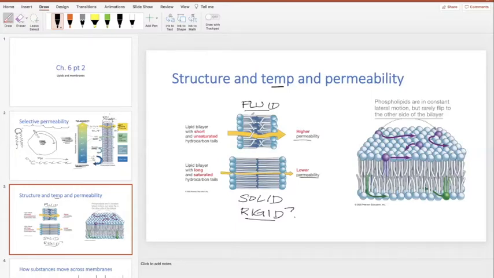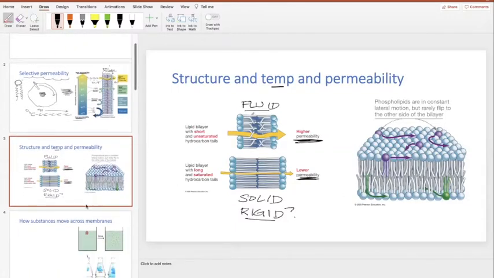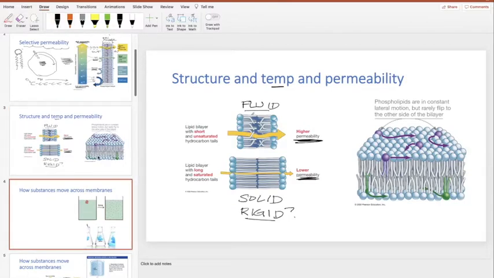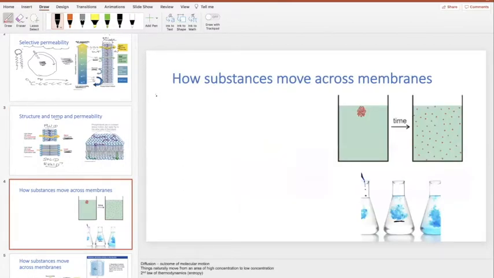So I'd already tell you here that if it's fluid, things get across easier. It's a more permeable membrane. If it's rigid, things have a harder time getting across. You have lower permeability of the membrane. Now let's talk specifically about the processes that get things across membranes. To understand this, we're going to have to review the concepts of diffusion and osmosis. And hopefully this is going to be review for you.